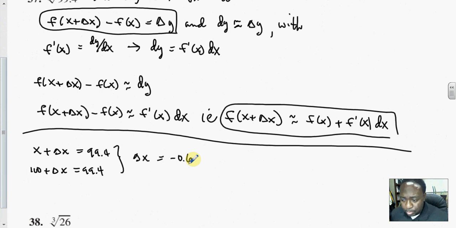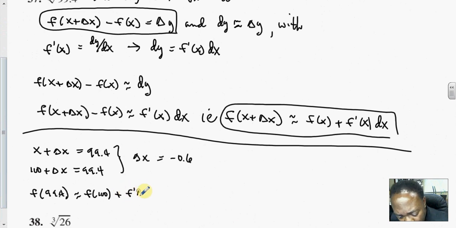Okay, so I want to find f of x plus delta x, which is 99.4. I want to find that guy. That's going to be approximated by f of x, which is f of 100, plus f prime of 100 times the delta x. The dx is being approximated by delta x.